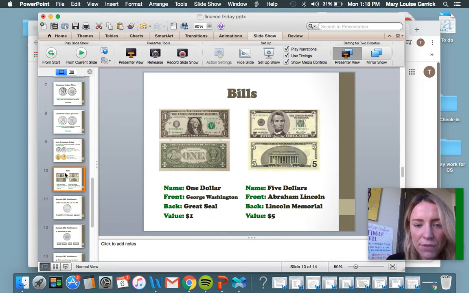Same with our $5 bill. We can see a 5 in every corner on the front and on the back. The front features Abraham Lincoln, our 16th president. And then just like on our penny, we have the Lincoln Memorial on the back. And the value of our $5 bill is $5. So it's the same as 5 $1 bills or 5 $1 coins.